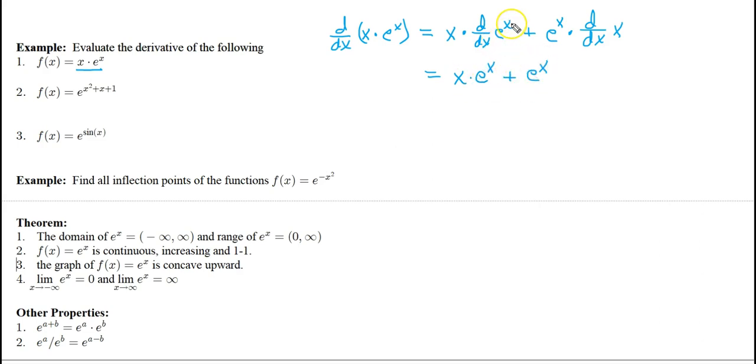this. Notice d dx of e to the x is just e to the x right here. That's this piece right here. And then d dx of x is just 1. So that's right here aside of the e to the x power. I just didn't write it. Let's take a look at this one. What is the derivative of e to the x squared plus x plus 1?